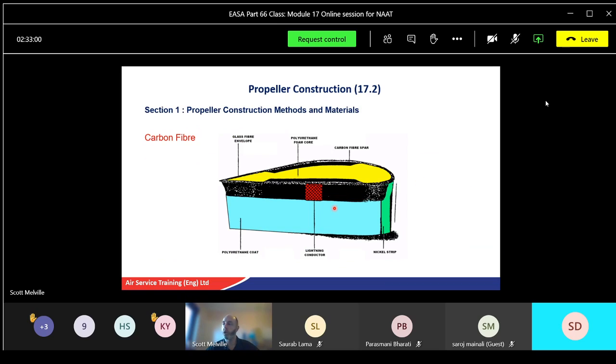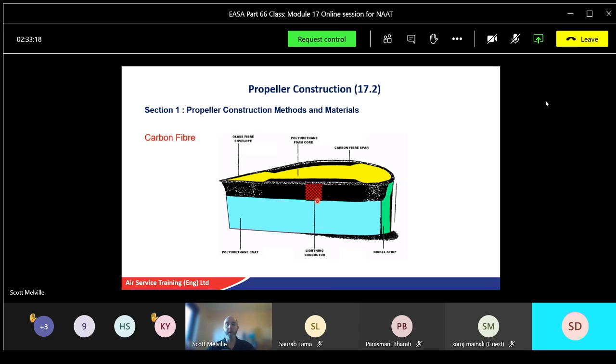And that's a cross section of it. You see the polyurethane foam core, you see the carbon fibre spar around the outside here, again filled in there. Polyurethane coating outside, nickel strip again, just for a bit of durability, and also a lightning conductor built in there, which will be earthed somewhere.